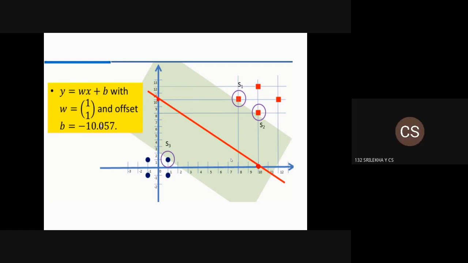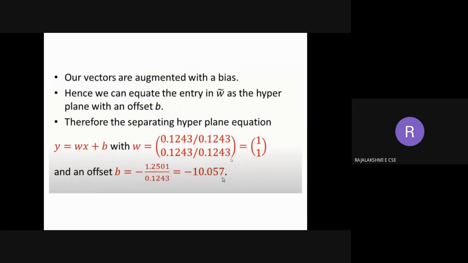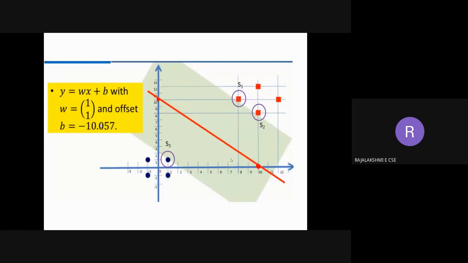Any doubt? No, ma'am. Listen, it's nothing. That 0.1243 is a very small value, so I cannot plot it. So what they do is normalize it, dividing everything by 0.1243: x1 divided by 0.1243, x2 as well as the bias. After dividing, w becomes 1 and 1. And b is the bias, which is minus 10.057. That means x1 into 10.057, x2 into 10.057, and you get 10.057 in that position. On that they draw the line, that's all. That is the value of x1 and x2. Understood? Right? Okay, this we did in MATLAB, it is not needed.